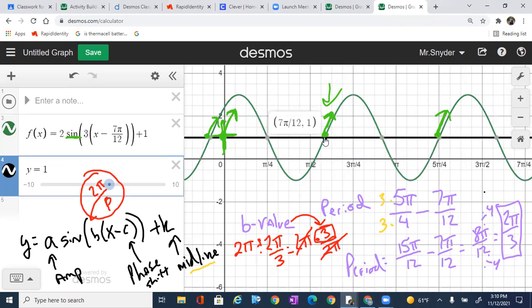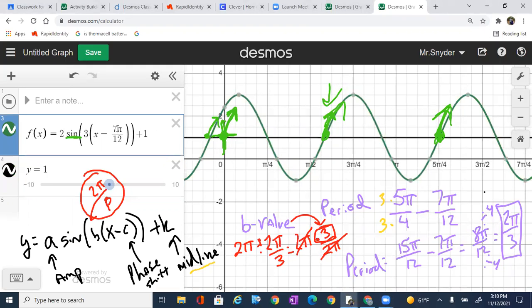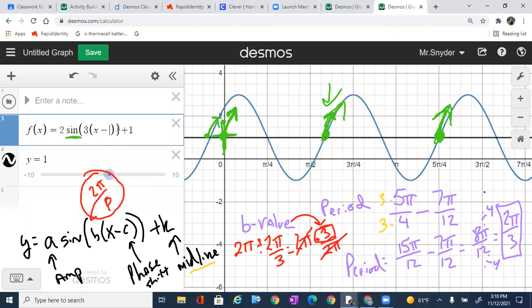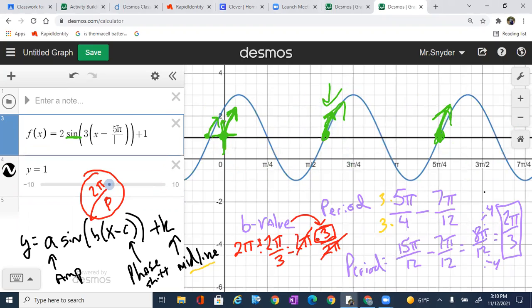Now, some people are like, well, how did you know just to use that point? Guess what? It doesn't matter what point, as long as we go back to the idea that sine starts at the midline and goes up, starts at the midline and goes up. So I can come out to this 5 pi over 4. Check it out. I can go to this point right here, 5 pi over 4. We moved it to the right. Let's type that in. 5 pi over 4, boom, it still lines up on it.